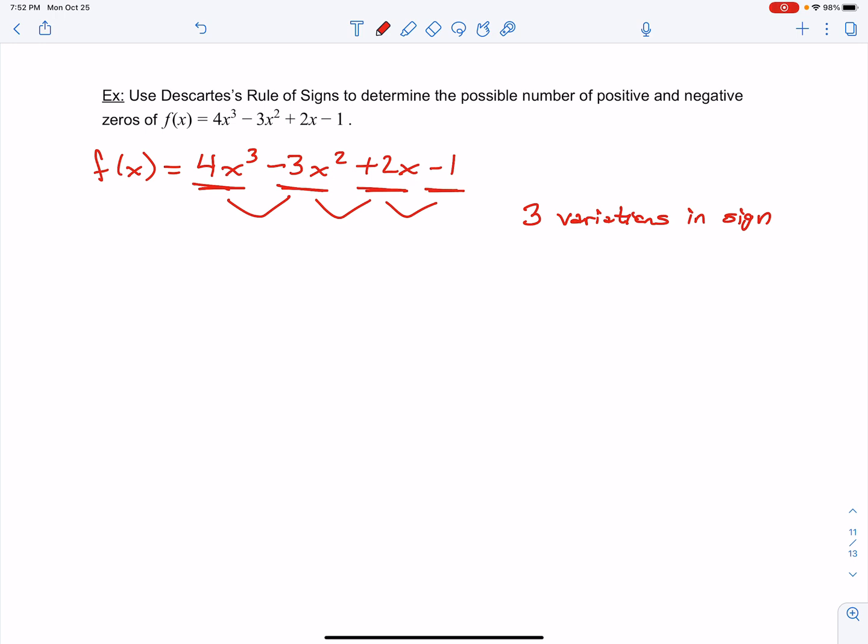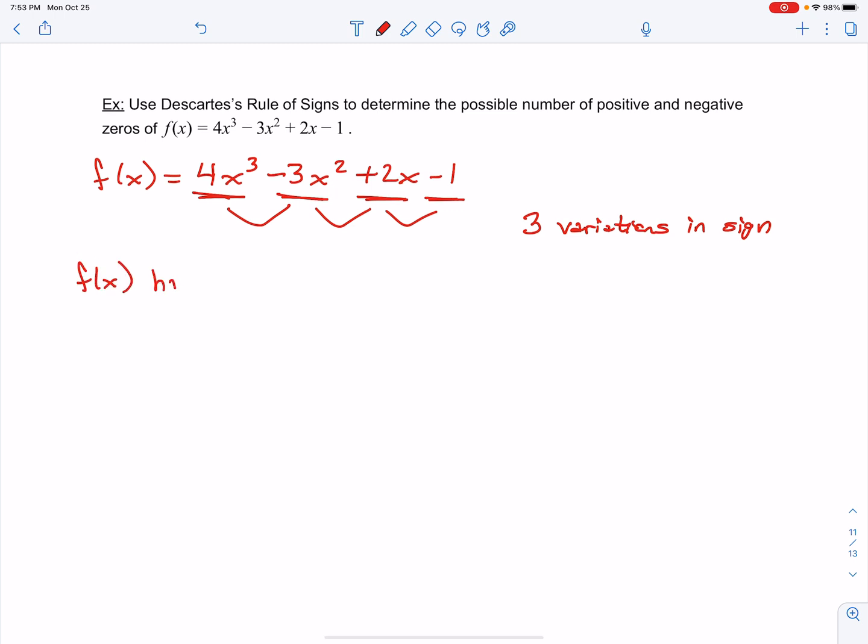Which means that our function has either 3 or less than that by an even number of positive real zeros. So f of x has either 3 or 3 minus 2 would be 1. 1 minus 2 would be negative 1. We can't have a negative number of real zeros. So 3 or 1 positive real zeros.